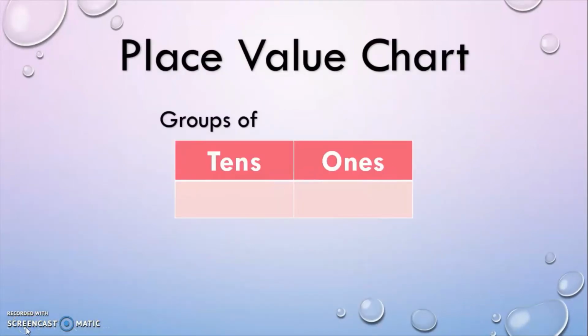To help us even further, we have a tool called a place value chart. So it looks like this. It starts with the ones, and then it gets bigger as you go to your left side. So next bigger would be tens, or groups of tens will go on this side. What does that mean, groups of 10?